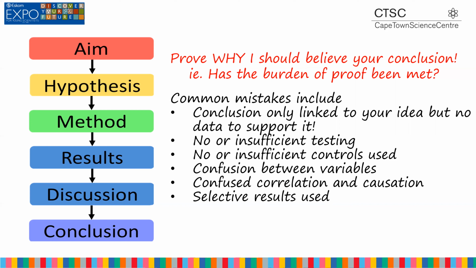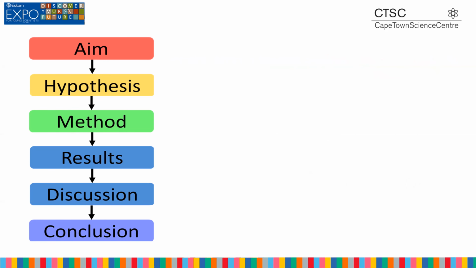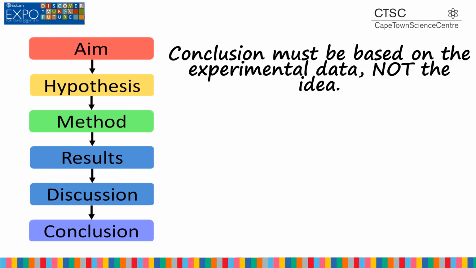They can also be sometimes very selective over the results. So I'll just cherry pick the results that will confirm my hypothesis. And the results are not often repeatable. It's been done once, but if you try and do the experiment again, it is not going to work. One of the major tenets of science is that all experiments, all results must be reproducible when you repeat the experiment. The conclusion must be based on the experimental data, not on the idea.